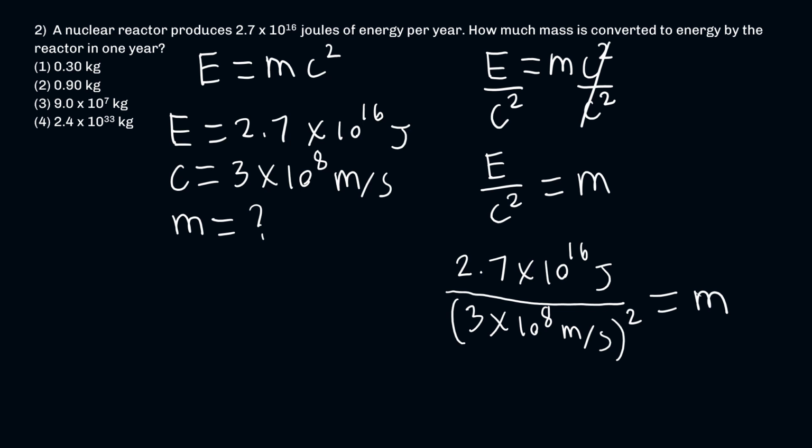So now all I'm going to do is plug this into my calculator. So 2.7 times 10 to the 16th, divide that by 3 times 10 to the 8th squared. So I should end up with 0.3, and that mass is going to be in kilograms. So 0.3 kilograms is equal to my mass, and that is going to be answer choice number 1.